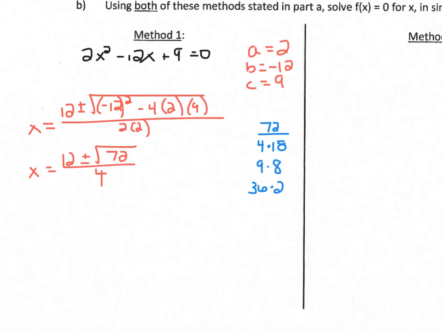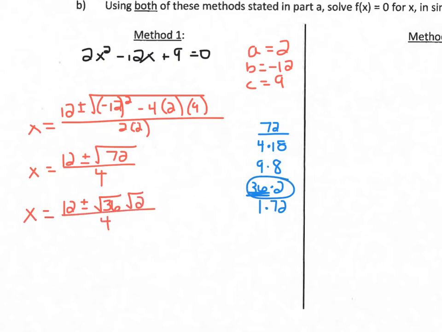Actually, I forgot one of them. 1 and 72, right? But anyway, you want to find the biggest perfect square that divides evenly into 72. Because if you don't find the biggest one, then you're going to have to simplify that radical again. So we're going to use 36 and 2. So you could write x equals 12 plus and minus. Now, we're going to break this up into radical 36 times radical 2. We're going to put that over 4.